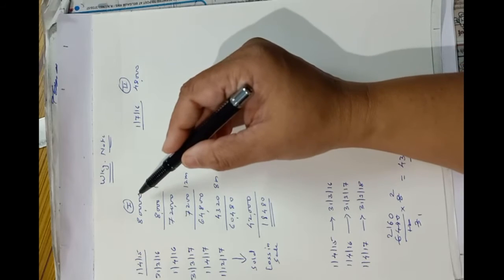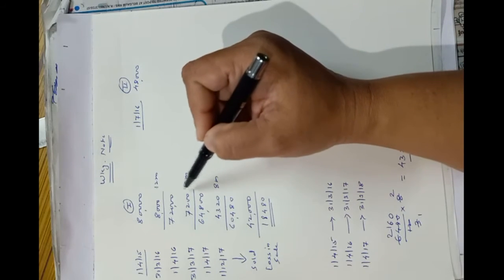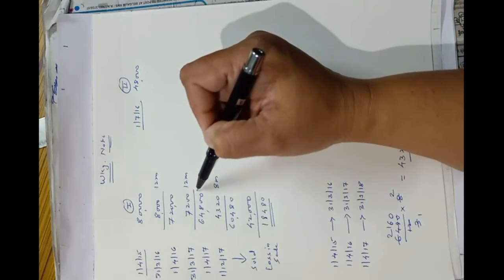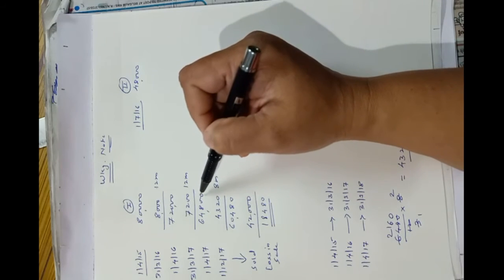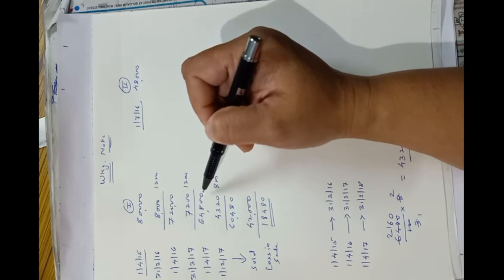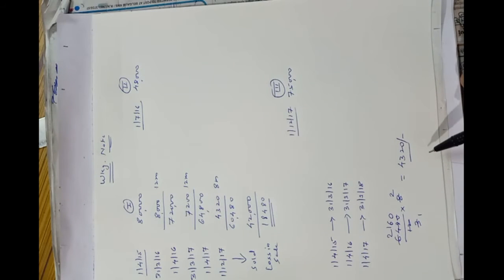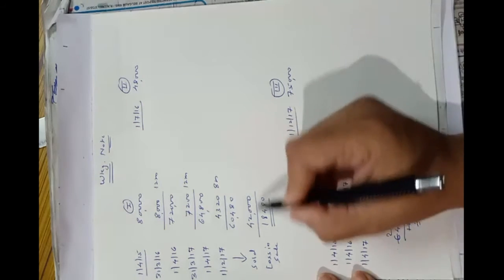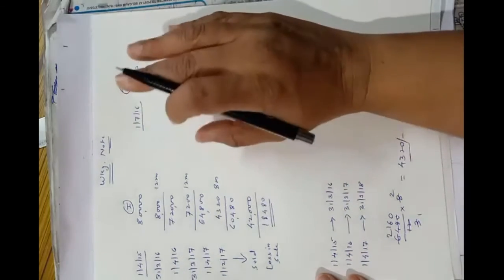First year 10% of 80,000, second year 10% of 72,000, third year 10% of 64,800, that is 6,480 for 12 months. So for 8 months we have calculated depreciation here, and this is the loss on sale.